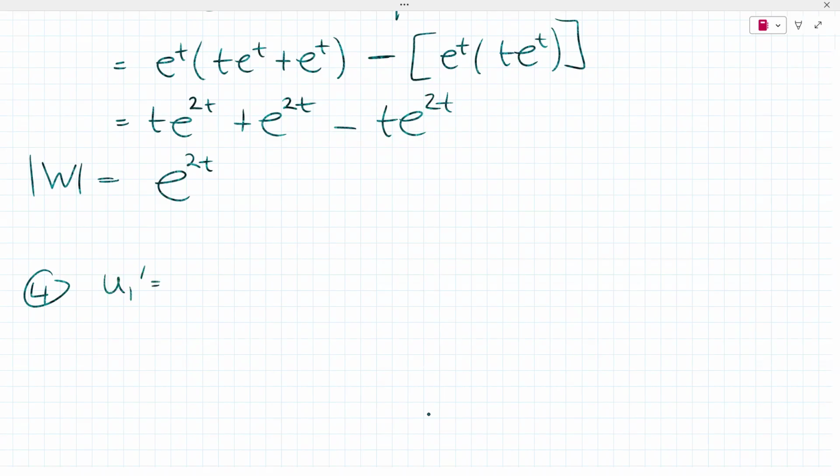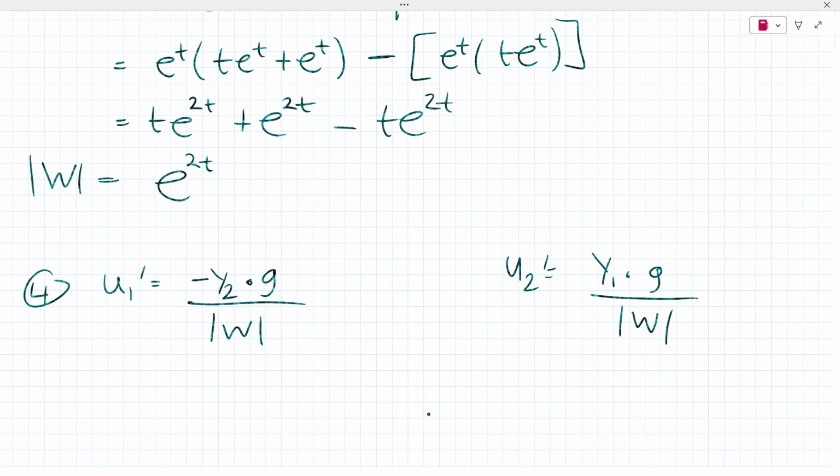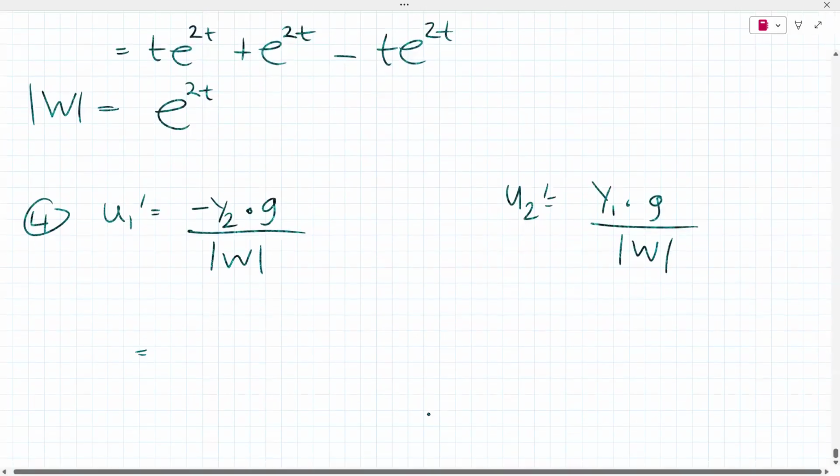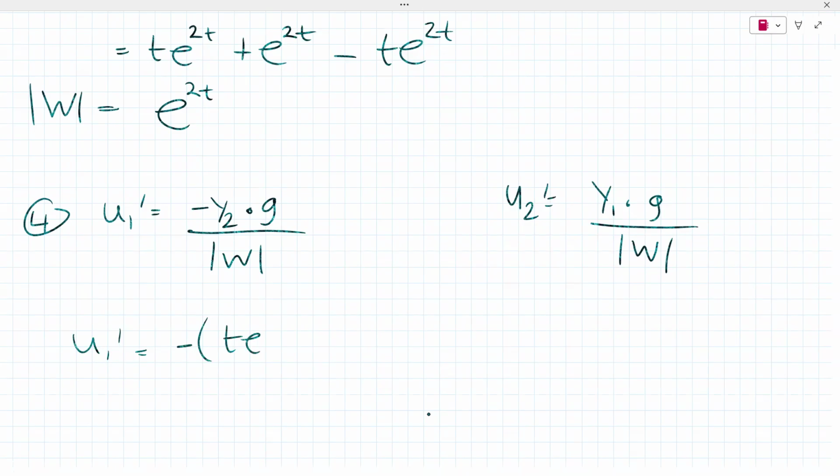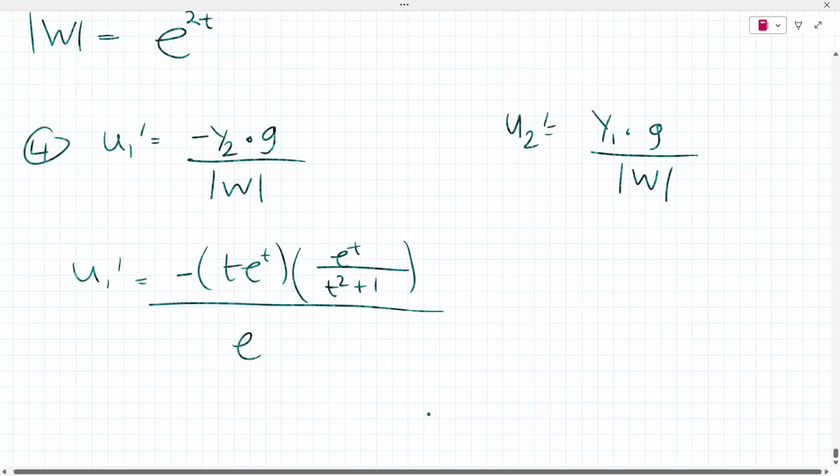So my u1 prime is negative y2 times g over the Wronskian determinant. And my u2 prime is y1 times g over the Wronskian determinant. Okay. So u1 prime is negative t e^t, and my g is e^t over t squared plus 1, over my Wronskian determinant, which was e to the 2t.